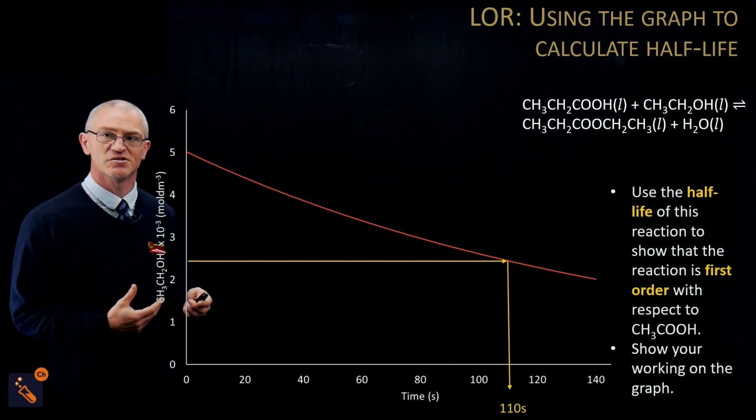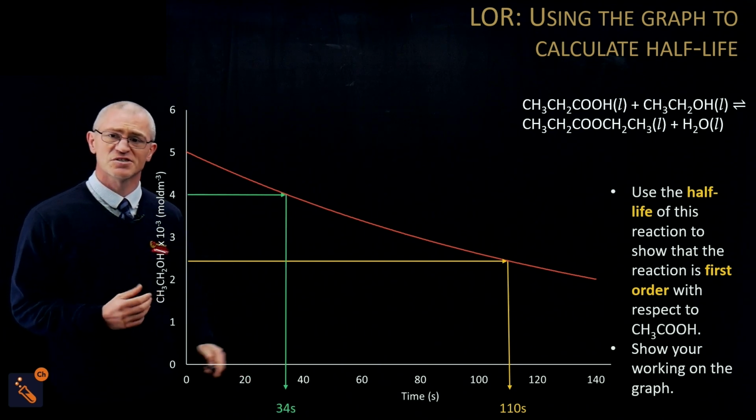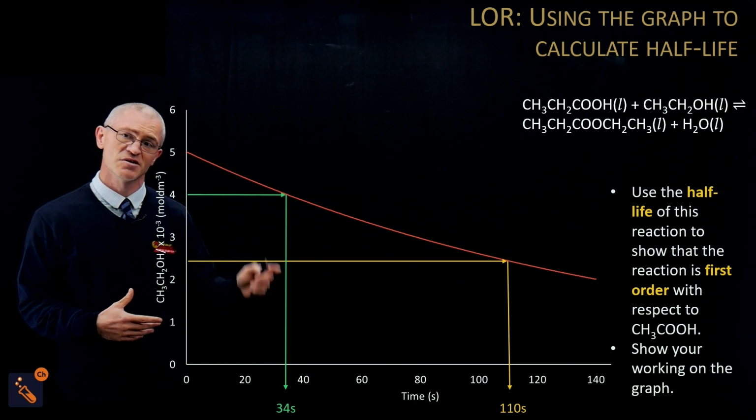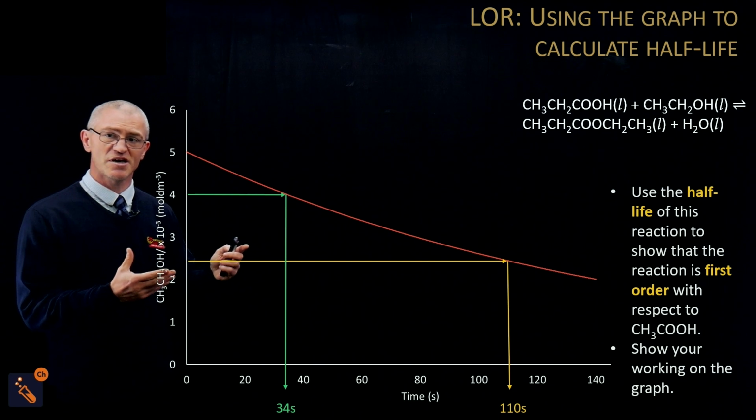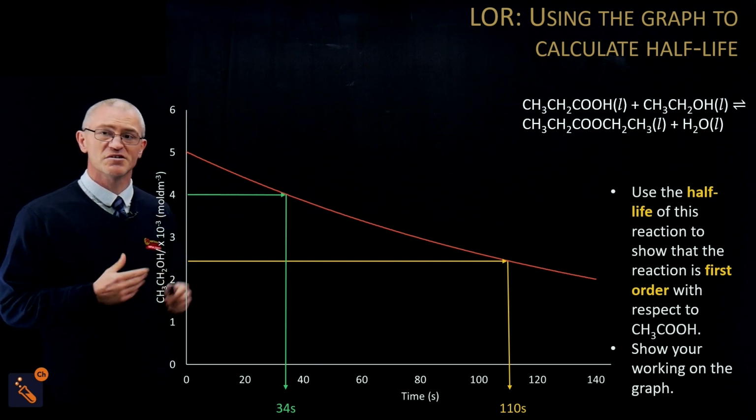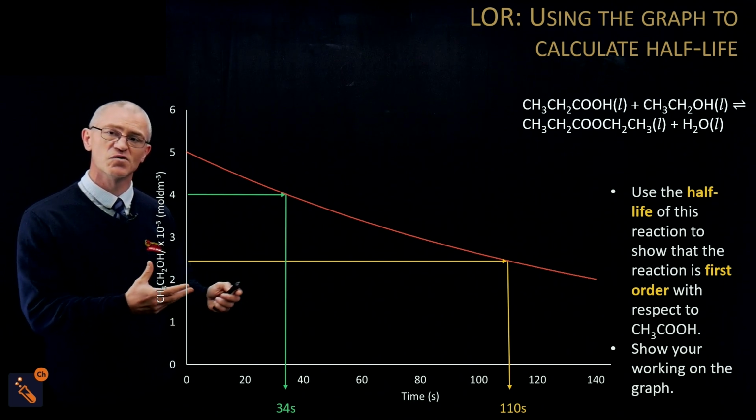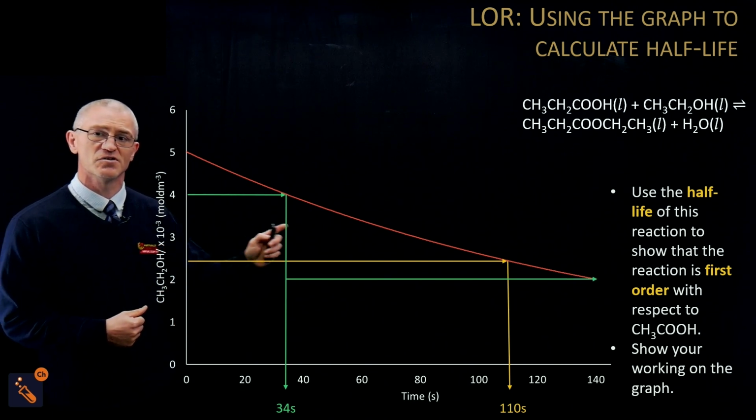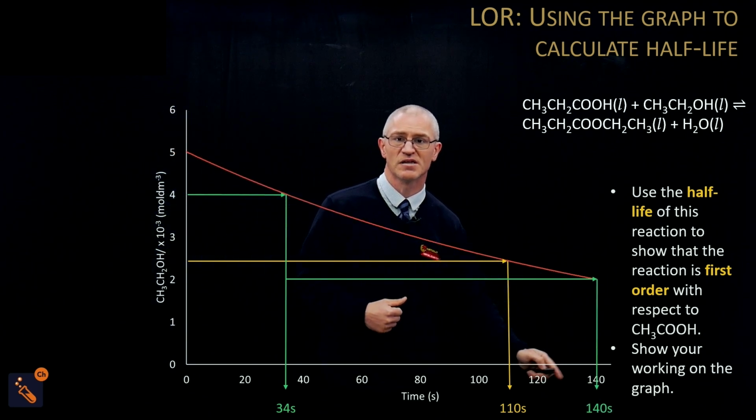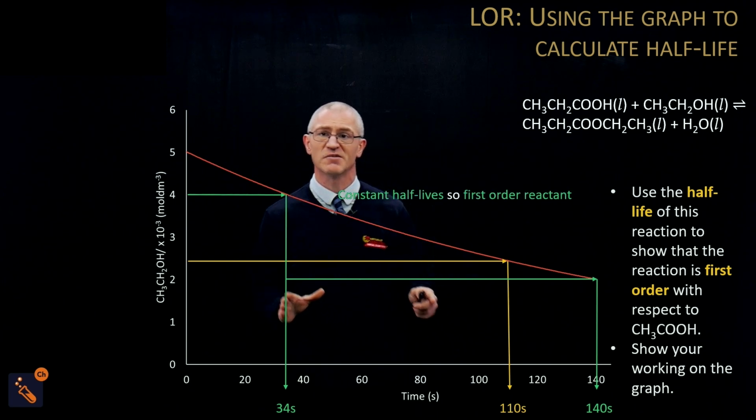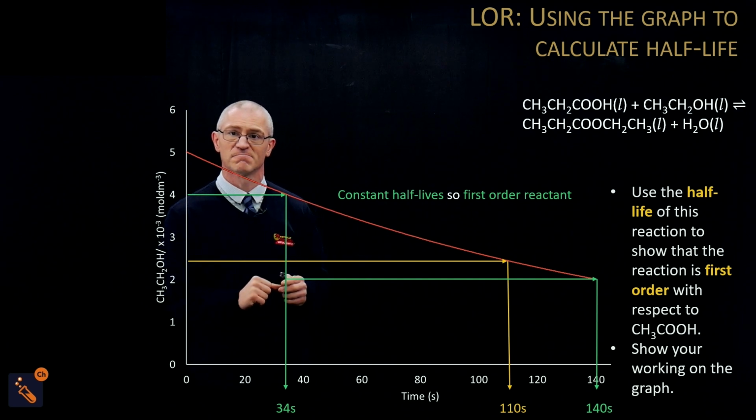So let's pick a different point on the graph. So let's, for example, go from 4. And that 34 seconds is not a half-life, it's just the time at 4 moles per decimeter cubed. So we do have enough data, though, to halve 4. We don't have enough data to halve 2.5. We have enough data to halve 4. So if we halve 4 and go all the way across here, we have 140 seconds here. So the difference between those, if it's constant, it will be a first order reactant.